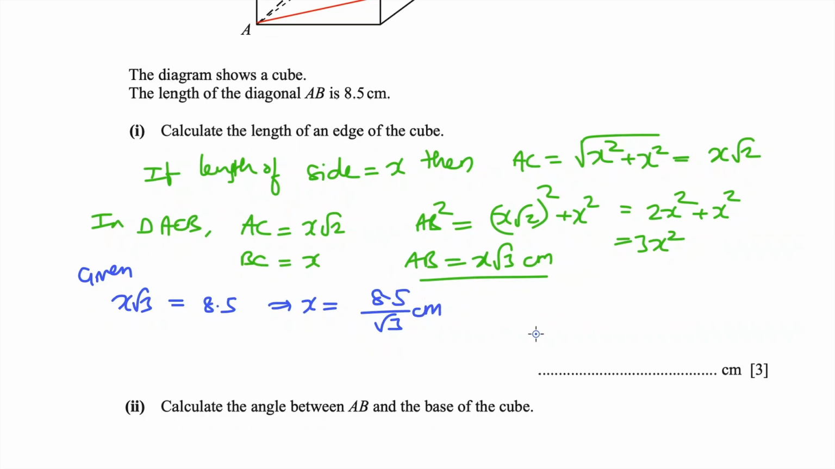And this would come out to be 4.90747728 and so on. So if I cut it to two decimal points or three significant figures, this answer is 4.91 centimeters. That is the final answer. Very straightforward question. Let us go to part B.